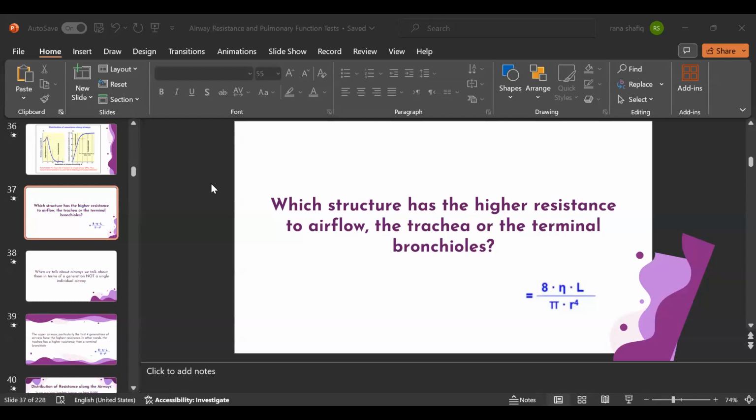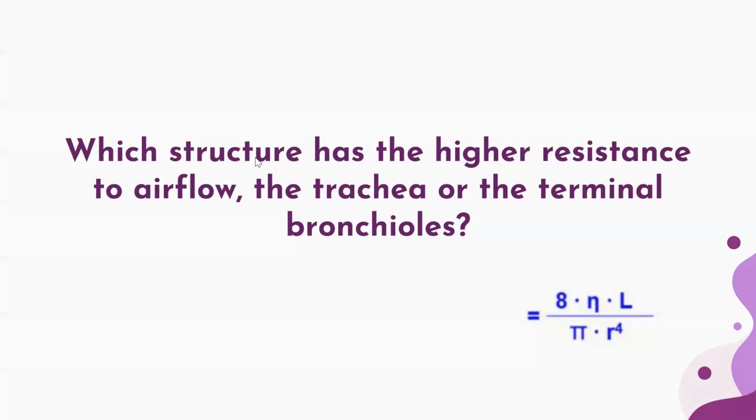I just quickly want to go over this point one more time because I think I may have confused some of you here. When I asked this question about the higher resistance between trachea and terminal bronchiole, some people might think it's the trachea because it has a higher radius than the terminal bronchiole, and thus the resistance should be less in the trachea, okay? The reason why the answer is not trachea, okay?